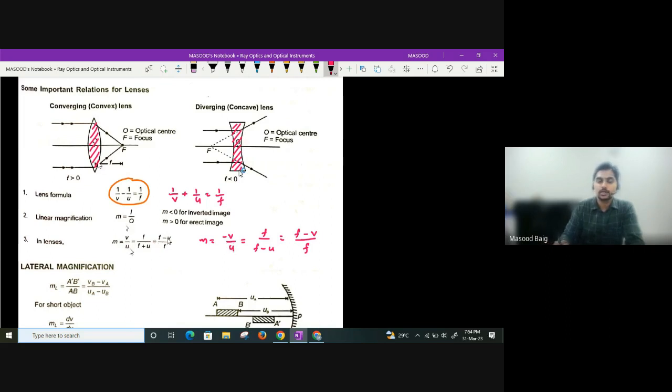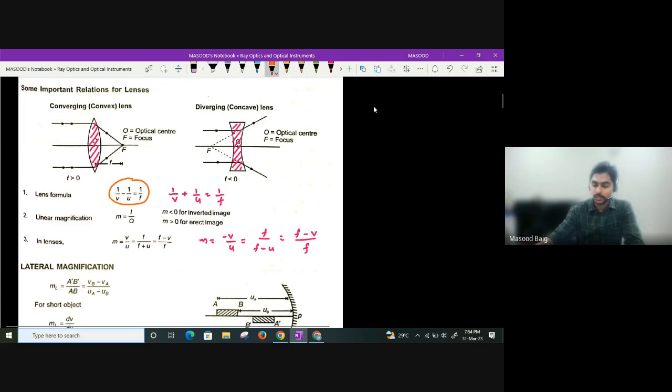In terms of focal length and image distance, both are f minus v by f. However, in terms of focal length and object distance it is different. For a mirror it is f divided by f minus u, and for lenses it is f divided by f plus u. Is that clear?